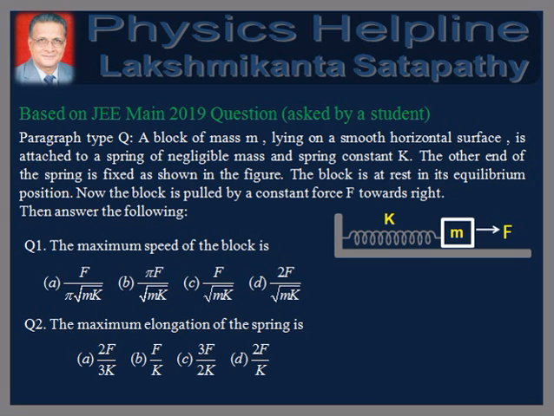Question 2. The maximum elongation of the spring is. The options are 2F by 3k, F by k, 3F by 2k, and 2F by k.